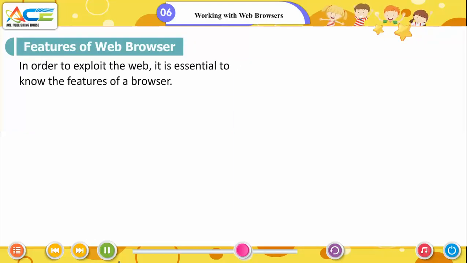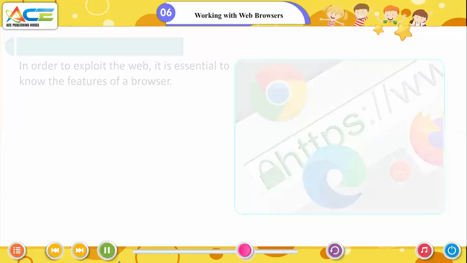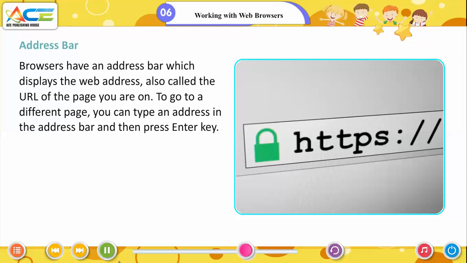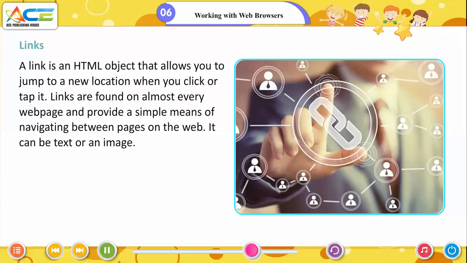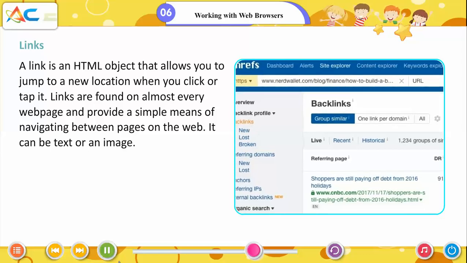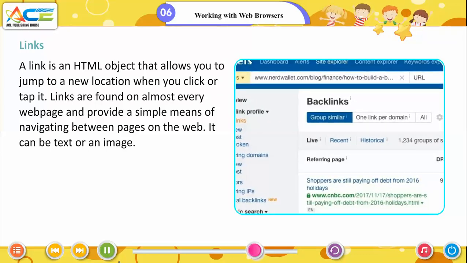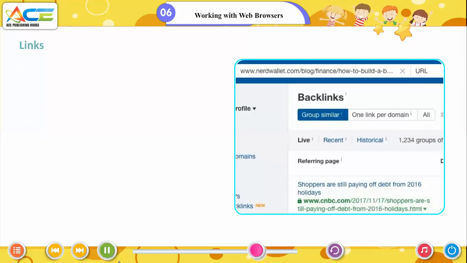Features of web browser. In order to exploit the web, it is essential to know the features of a browser. Address bar. Browsers have an address bar which displays the web address, also called the URL, of the page you are on. To go to a different page, you can type an address in the address bar and press the Enter key. Links. A link is an HTML object that allows you to jump to a new location when you click or tap it. Links are found on almost every web page and provide a simple means of navigating between pages on the web. It can be text or an image.